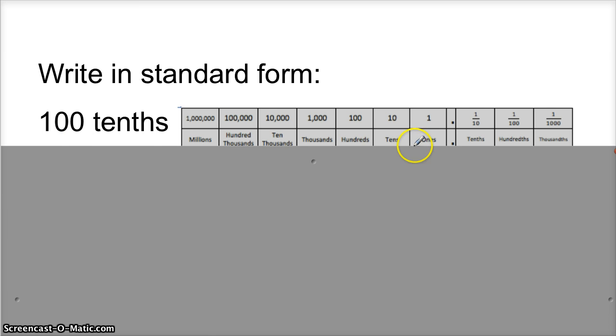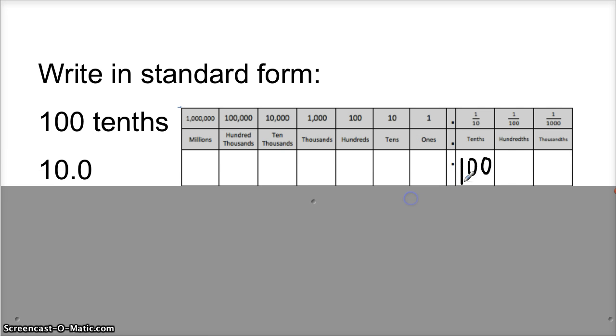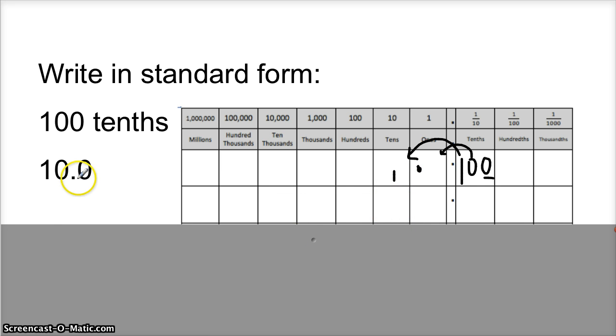Okay, 100 tenths, same thing. So you can write it on the place value chart. 100 tenths, the last digit is going to stay there. So that means this 0 is moving here, which means this 1 is moving all the way over to the tens column. So my answer is actually 10 wholes.